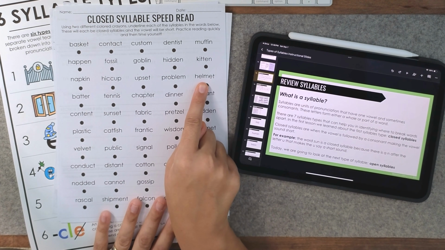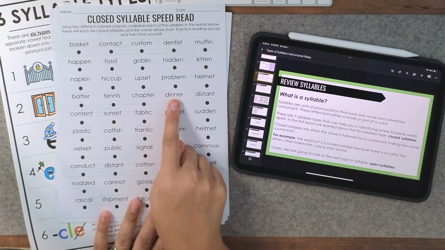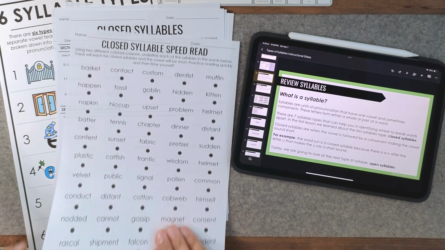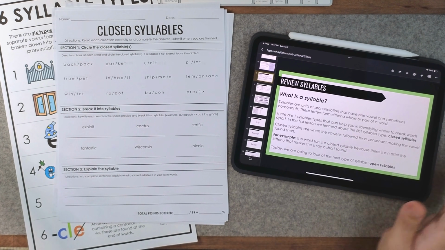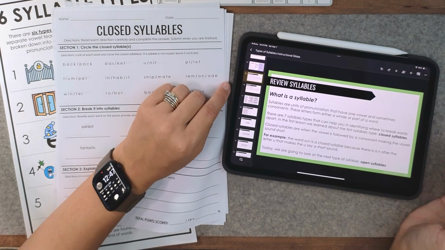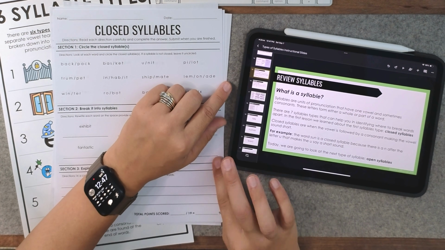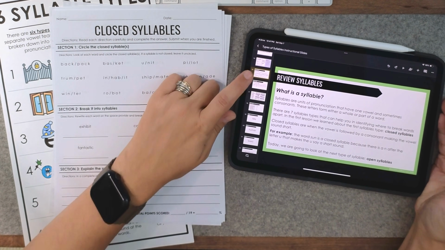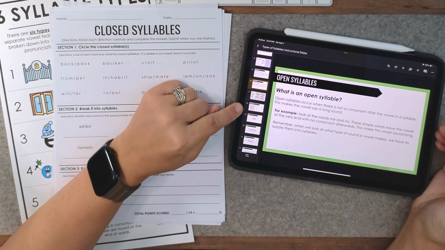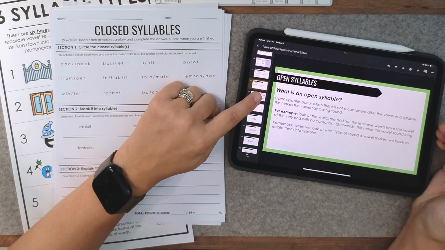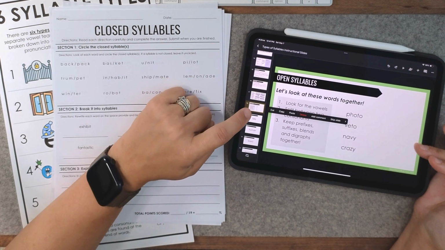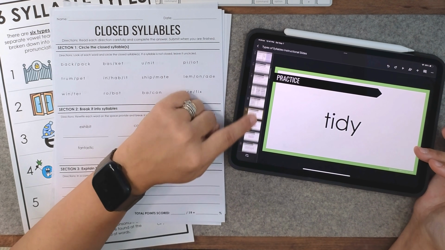So the dots are there to help students move their finger and read these as quickly as possible to build that fluency. The next day or 2 days, depending on how your students are performing and whether they need more practice, you might introduce the next syllable type. In this one, we're going to do open syllables, and then I provide them with an example of the syllable division piece. And then we had some practice as well.